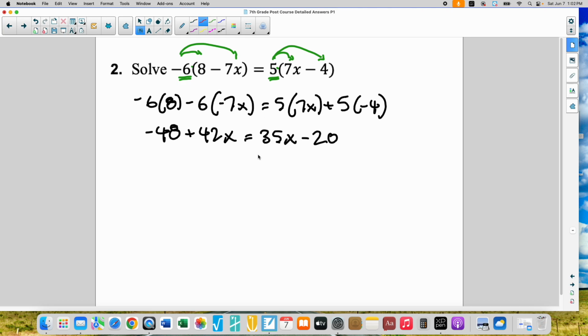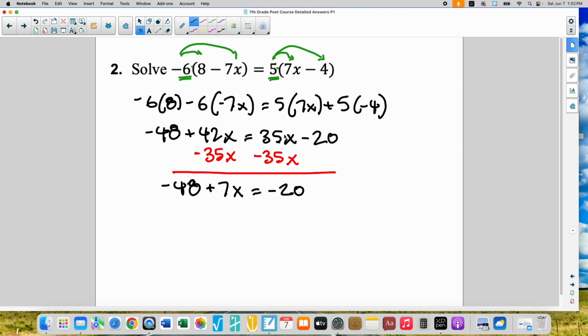What gets rid of a positive 35x? A -35x. And we're going to balance that equation by doing it to both sides. These cancel. You're left with -48. And this is going to leave us with, these signs are different, so we're going to subtract that. And that gives us positive 7x equals -20. These cancel.